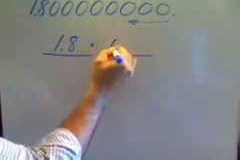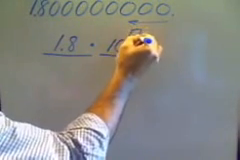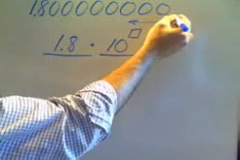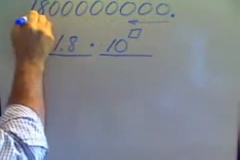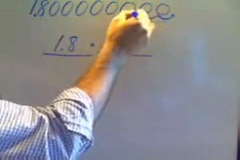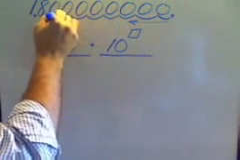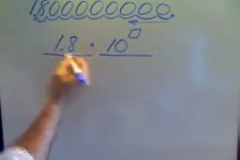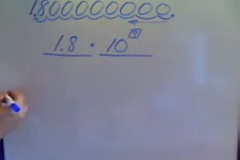Now this is where it gets easy. In order to determine the power, all we have to do is count how many places it took to get the decimal point from there all the way over to here. 1, 2, 3, 4, 5, 6, 7, 8. It took 9 jumps, and therefore our power is 9. Couldn't be easier.